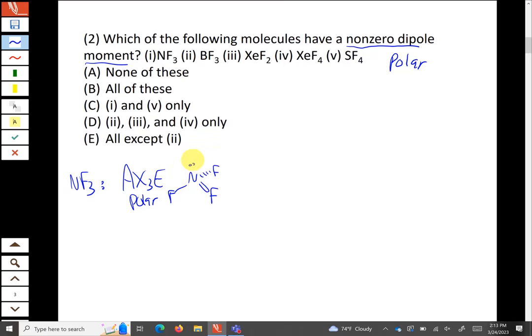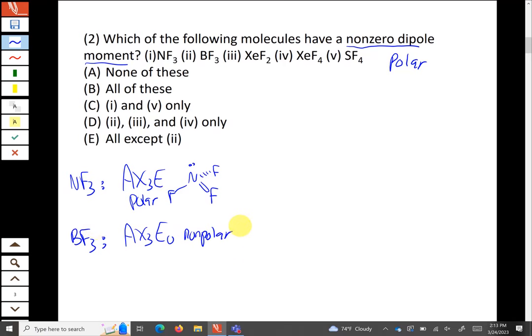If we go to BF3, what we would find for this one is that it's also AX3. You can tell from the formula how many X's there are. It's how many atoms there are on the central atom. There's 3 fluorines, so it's AX3 something. But this one is going to be just AX3 or AX3E0, if you like to write that in explicitly. So any of the geometries that have no lone pairs on the central atom and only one type of outer atom, fluorine in this case, those are all nonpolar.